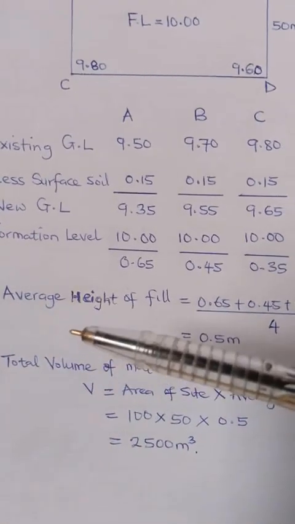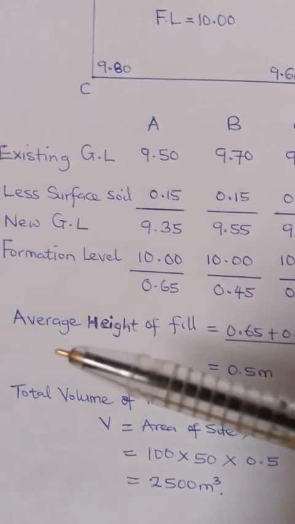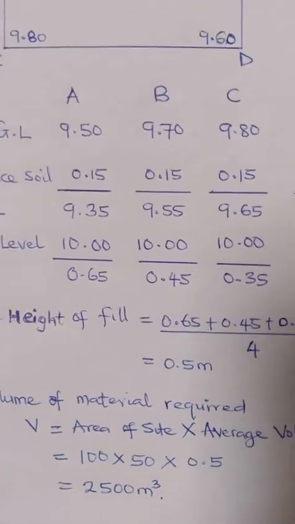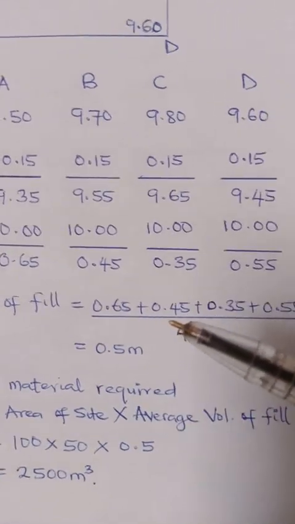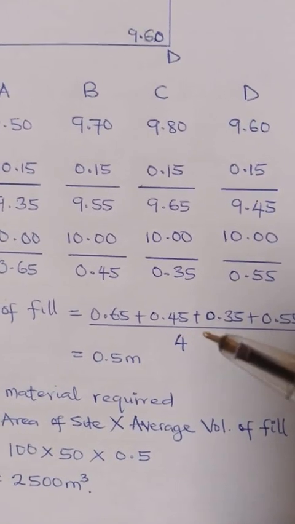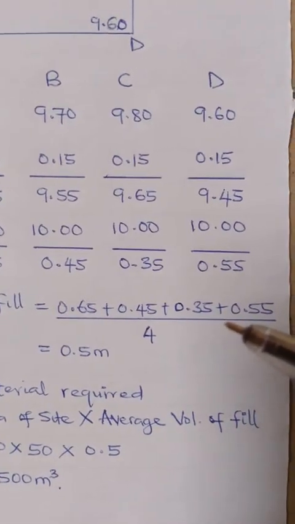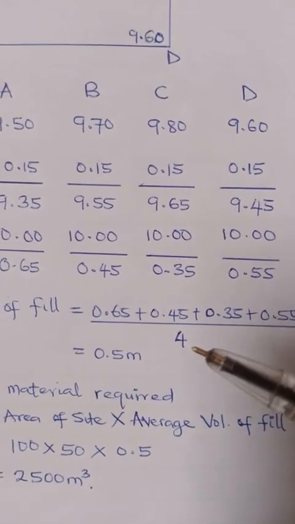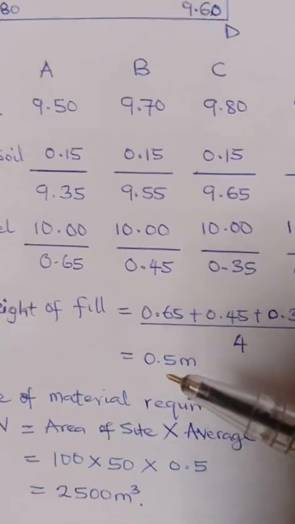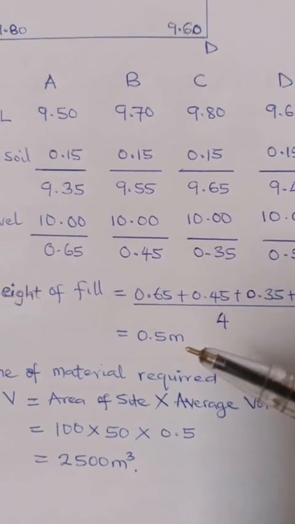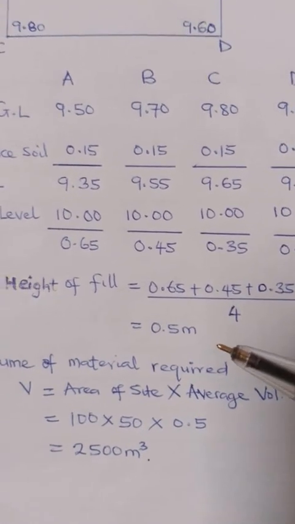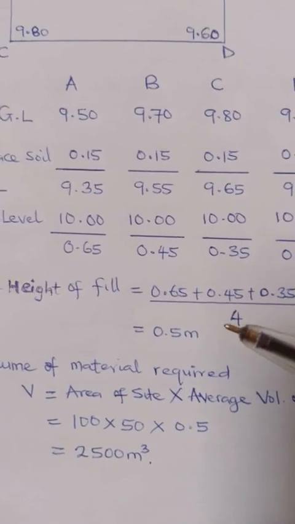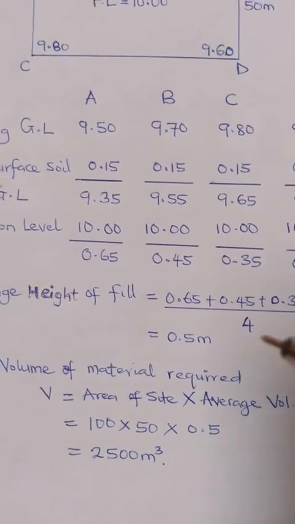So you get the average of the height. So this is average height of field. We have 0.65 plus 0.45 plus 0.35 plus 0.55. Then you get the average, divide by 4. Then the average now, we have 0.5 meters. Okay, we have 0.5 meters as the average height of field.